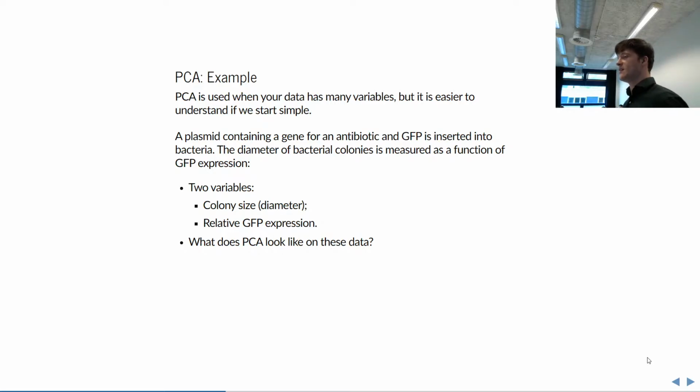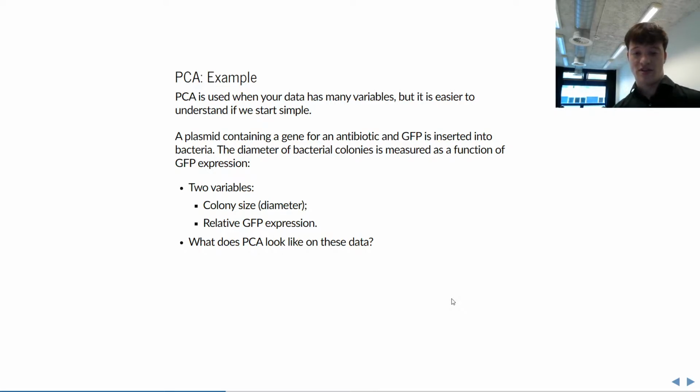And we're going to look at the GFP expression, maybe measuring fluorescence or something. And we're going to measure the diameter of bacterial colonies to see how successful the transfer of this plasmid was, and whether bacteria with the plasmid, so the ones with high GFP expression, are smaller or bigger in diameter than the ones without. Yeah, so we have two variables. We have the colony size, the diameter, and we have the relative GFP expression.